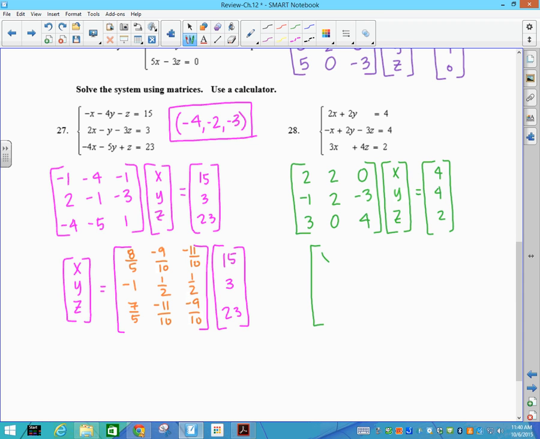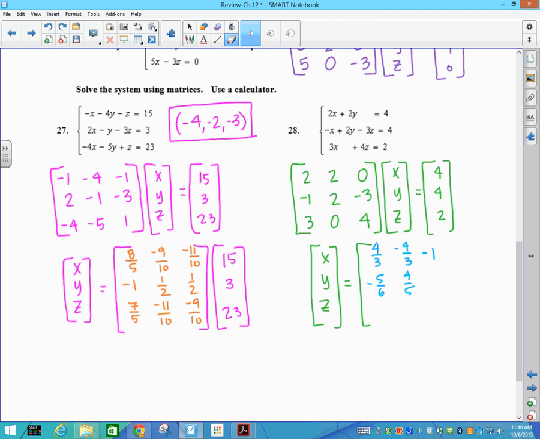So I'm going to write my variable matrix, and then you're going to give me what the inverse of that coefficient matrix is using your calculator. So you should have for this one 4/3, -4/3, -1, -5/6, 4/3. Actually, that's 4/3. Not bad. 4/3 and 1, and then it's -1, 1, and 1. So that's the inverse of my coefficient matrix.